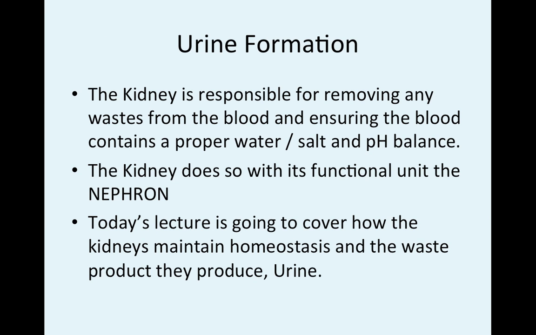So what is the kidney responsible for? It's for removing any waste products from the blood and ensuring the blood contains proper water, salt, and pH balance. The kidney does so with a functional unit called the nephron, and today that's what we're going to be talking about: the nephron and how it basically turns our blood into urine.